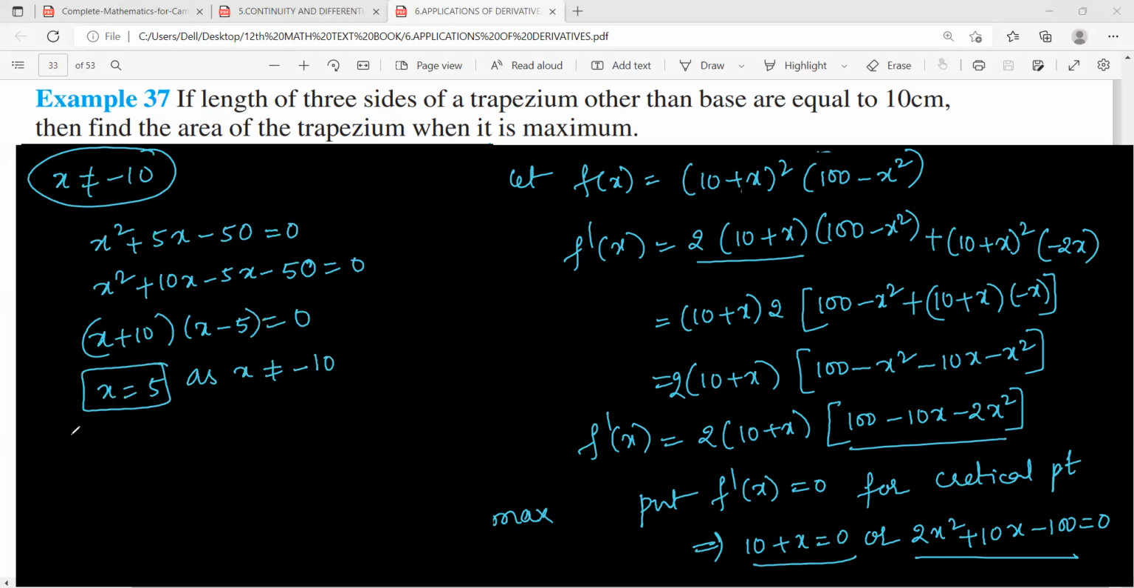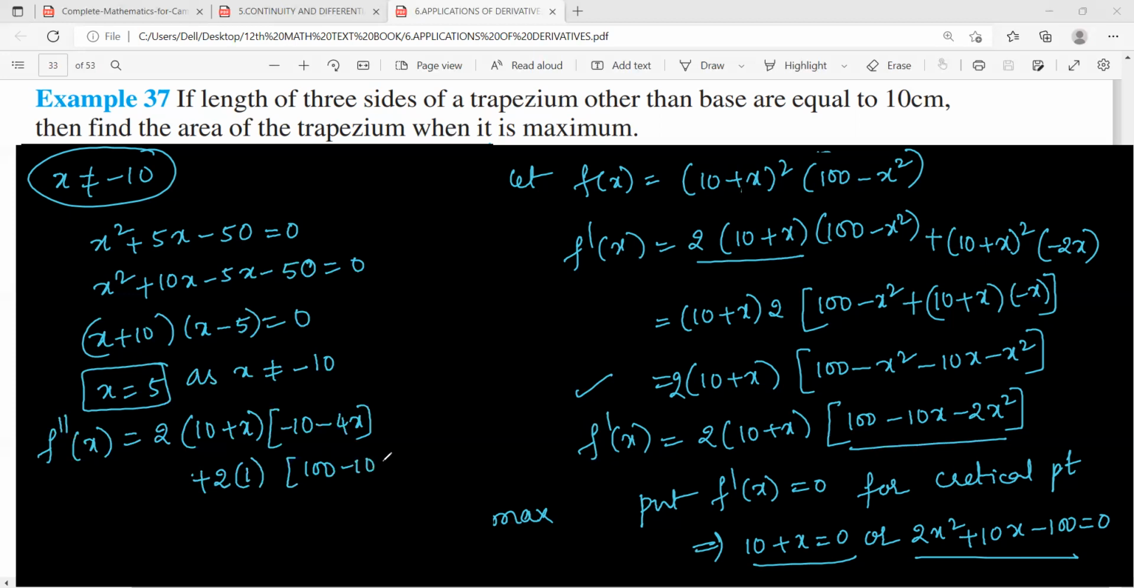So now what you get is f double dash. To find f double dash of x at x equal to 5, we have to show maximum. That is the reason we are going to do this. f double dash of x is (10 plus x) into u v dash, minus 10 minus 4x. This is u dash. So sorry, u v dash plus u dash v. u dash is just 2 into (10 plus x), into 1, into v, which is 100 minus 10x minus 2x squared.